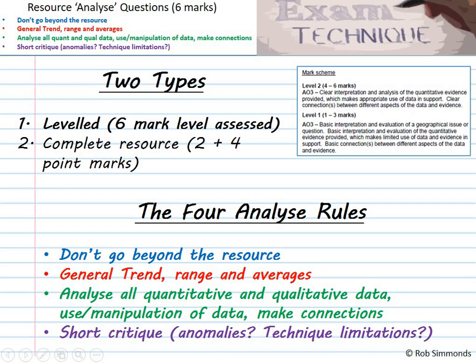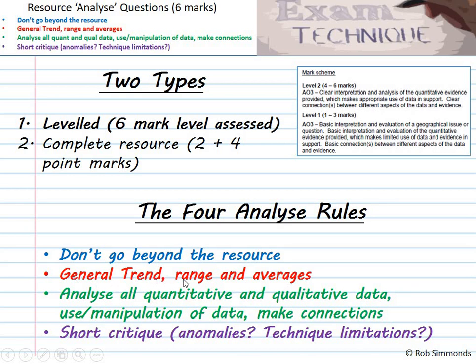So for exam technique, these are the 4 rules I think you should follow to aim for a level 2 and for the top end of the level 2. So rule number 1 in blue: don't go beyond the resource, and I will prove that to you in a minute. This question is all about AO3. It's not about AO1, your general knowledge. It's not about AO2, your assessment. It is AO3. When you are writing about the resource, you need to comment on the general trends.